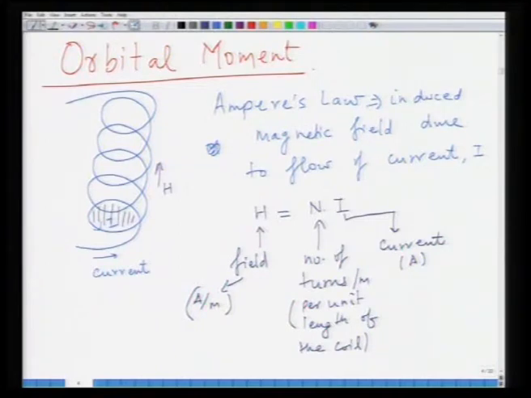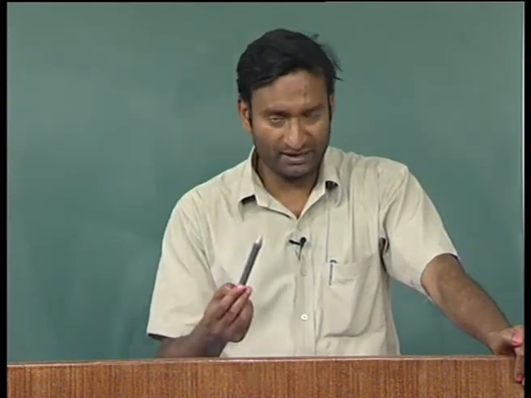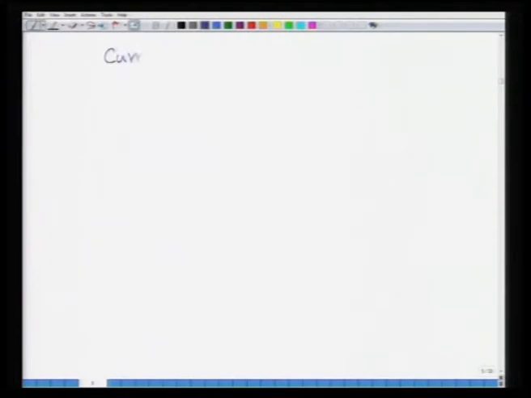Now, based on this analogy, this I can also be related to something else. What we will do now is consider this orbit as the loop of the wire, and then we will move on further. According to classical physics, this current I is related to charge by I equals Q by T, where Q is charge and T is time. So, basically current is nothing but charge per unit time.